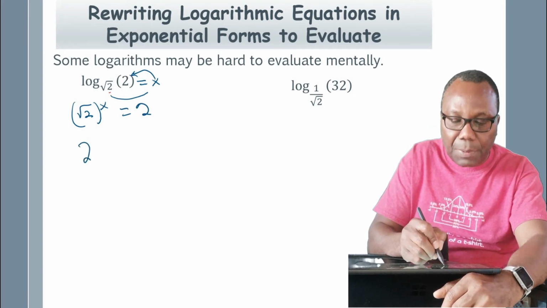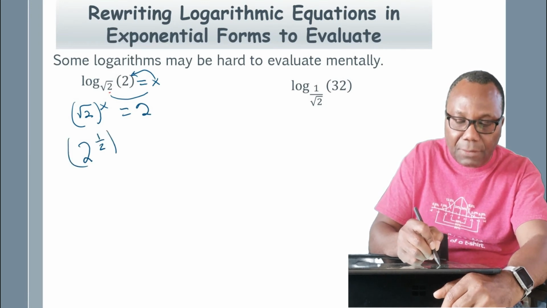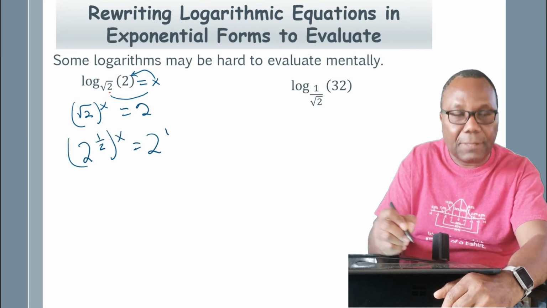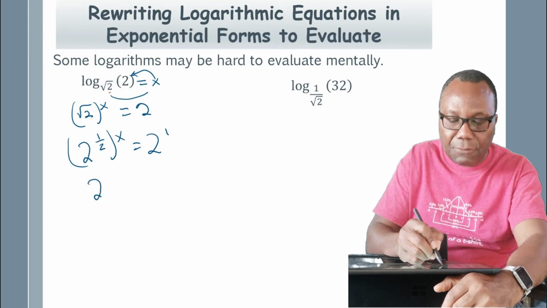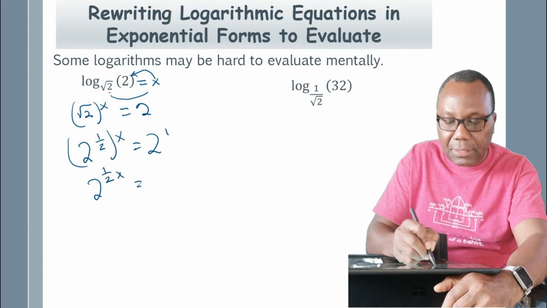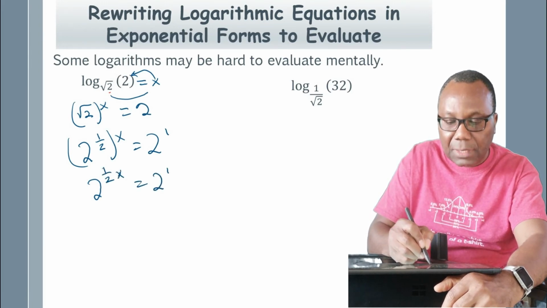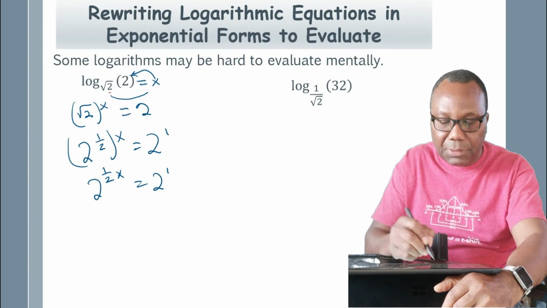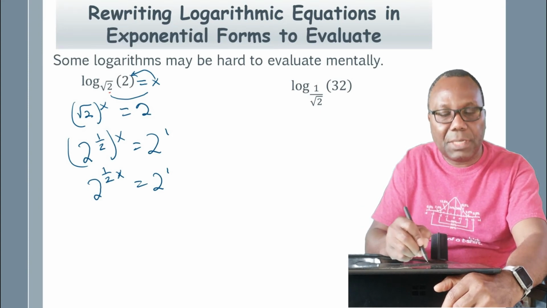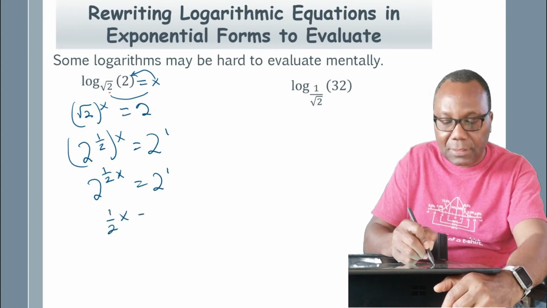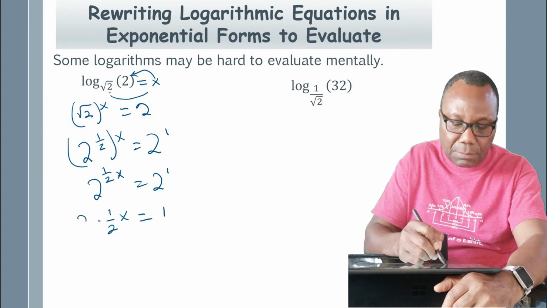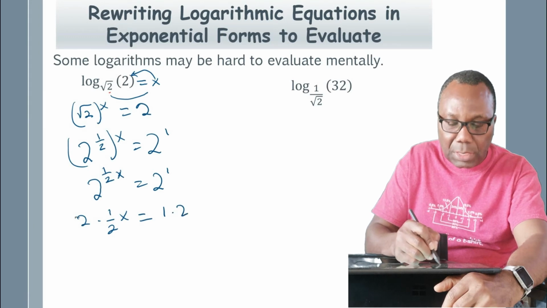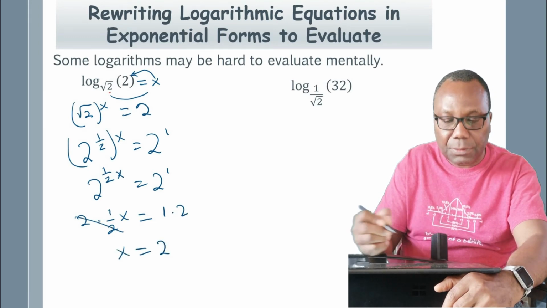So 2 to the power of 1/2, to the power of x, equals 2 to the power of 1. Now we can just combine the exponents over one base. So it will be 2 to the power of 1/2 x equals 2 to the power of 1. And now we're almost done. We just make the exponents the same: 1/2 x equals 1. Then we can solve this simple linear equation by multiplying both sides by 2, and we get x equals 2.